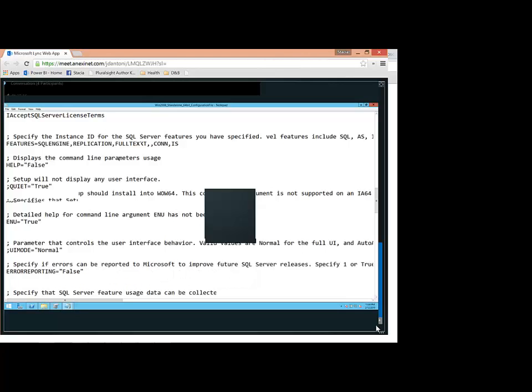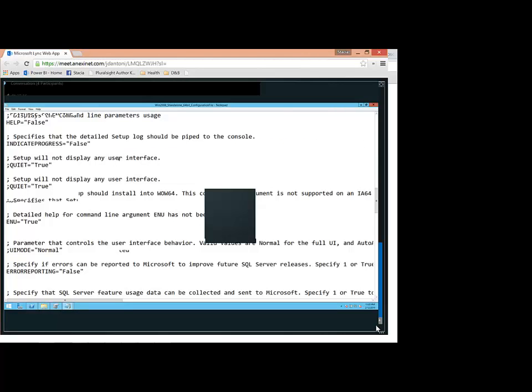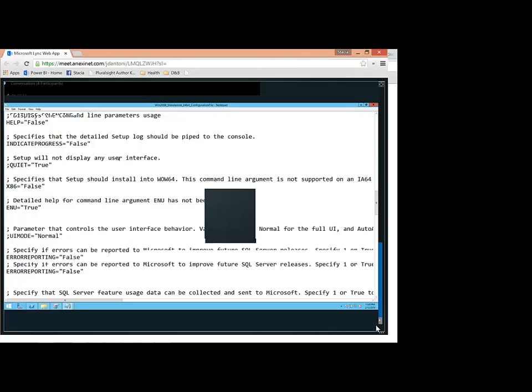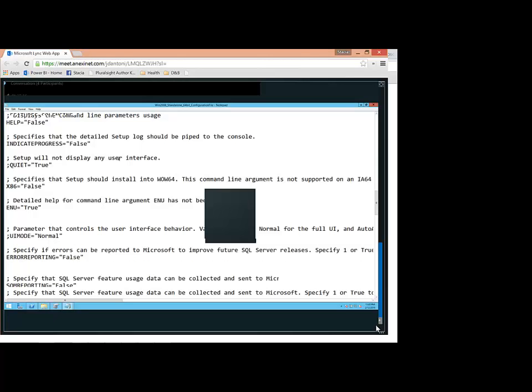These are all basically just the options that you check off. So here's where you specify if you want to send error reporting to Microsoft or feature usage. So these I typically allocate to false in most of my installs. So that's where we go.